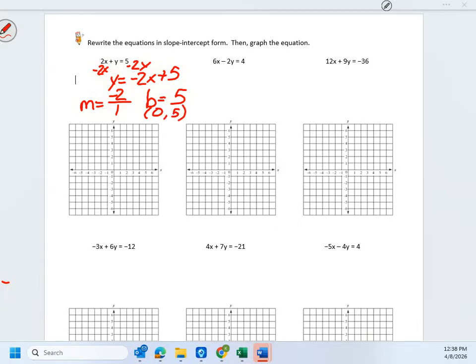So (0, 5) will put me here. I need to do that slope. Negative 2 means I go down 2 over 1. So that second part, graph the equation, we've already done it. We're just combining it into this objective. Joe? I was asking to draw a line, but I didn't see it. Yep. So you need to connect the 2 points as a line.